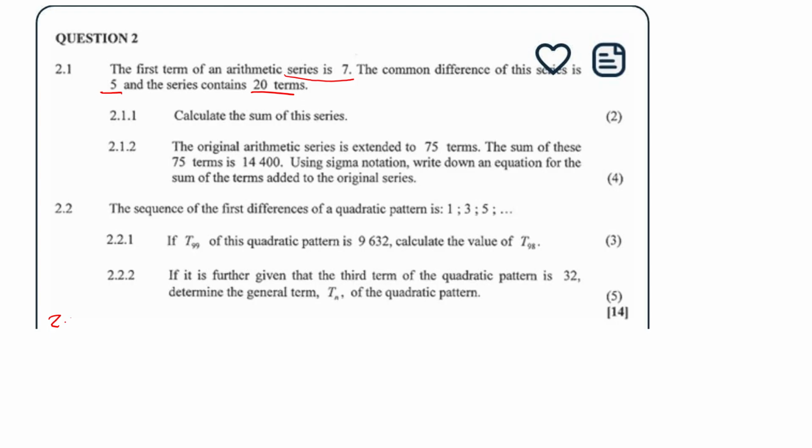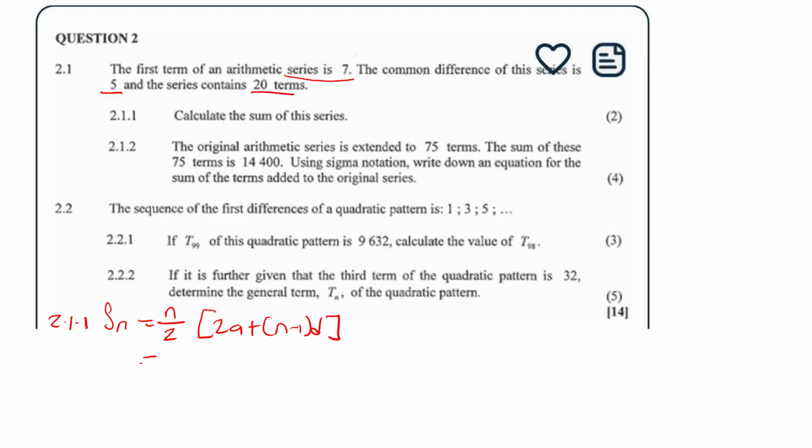2.1.1. Calculate the sum of this series. Remember, the sum is equal to what? The formula n over 2 times 2a plus (n minus 1)d.